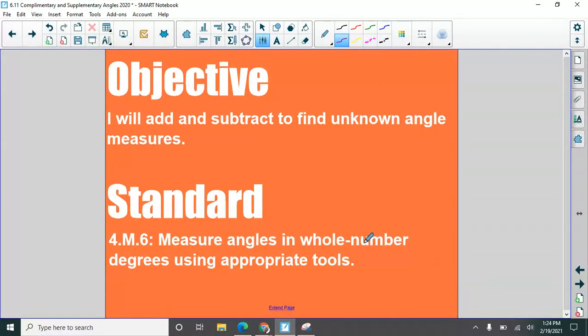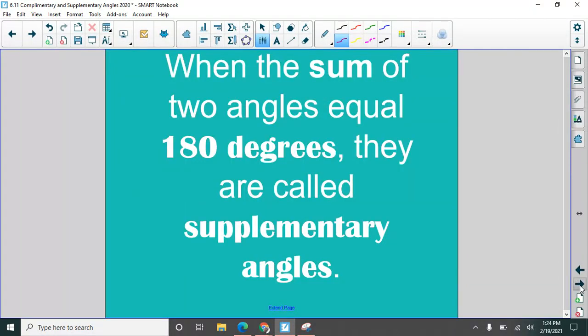There's our goal. Our goal is to be able to add and subtract to find unknown angle measures. Okay, and our standard continues to be working with measuring angles. This time, when it talks about appropriate tools, that can be a protractor, but it can also be our good brains. Here is a key point and a new word for you. When the sum, that means adding, right? When the sum of two angles equals 180 degrees, they are called supplementary angles. Supplementary angles. What are supplementary angles? Yeah, it's right there on the screen. These are two angles that add up to 180 degrees.